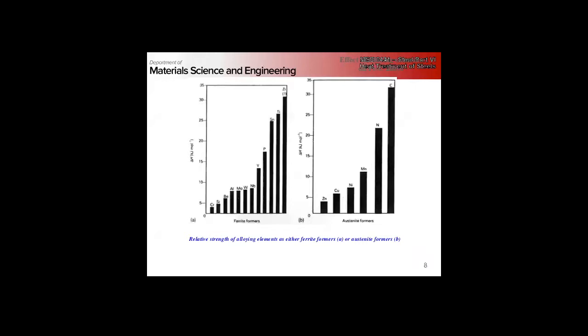So again, you can see zirconium, titanium, tin, very good at stabilizing ferrite. Carbon and nitrogen are interstitials, and manganese is one of our most effective austenite formers. The big effects from zirconium and titanium, that has something to do with the HCP structure.